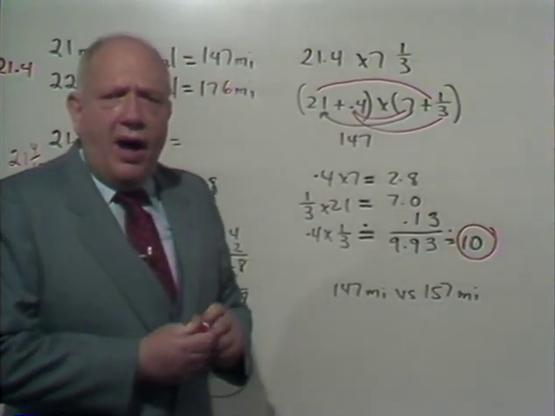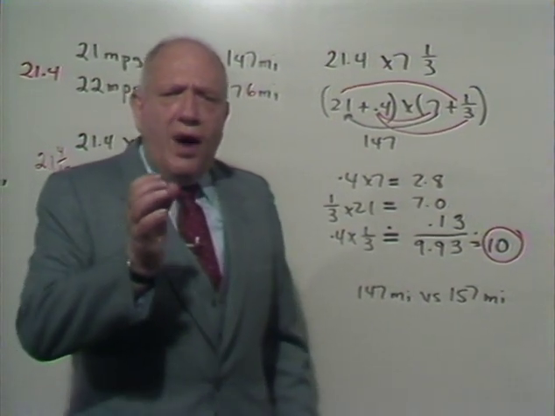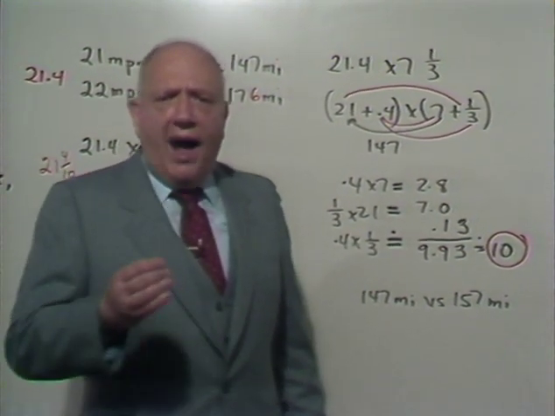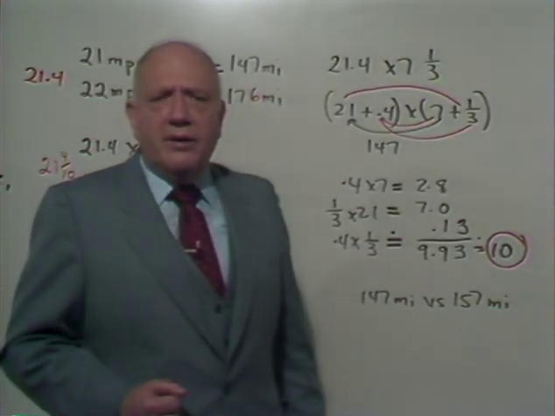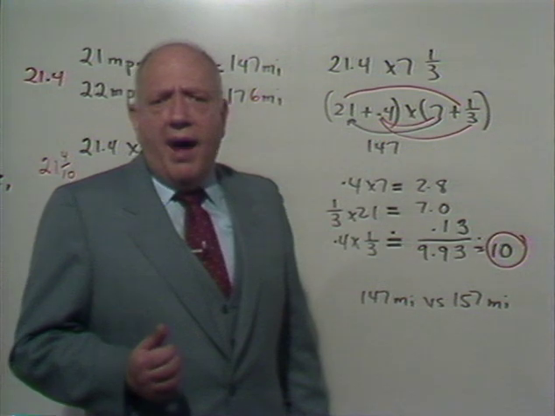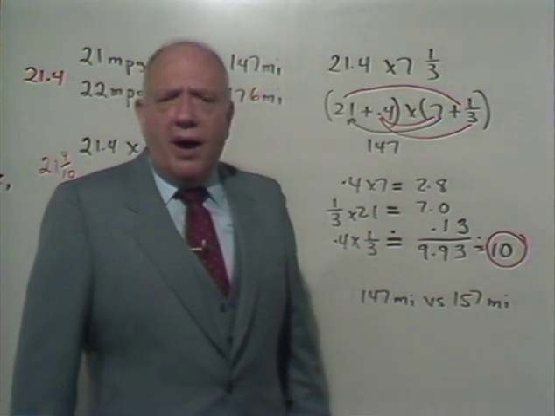You see, by rounding off too soon, I threw away numbers that were affecting other numbers. And by rounding off too soon, I actually threw away 10 miles. And 10 miles could be a significant amount.